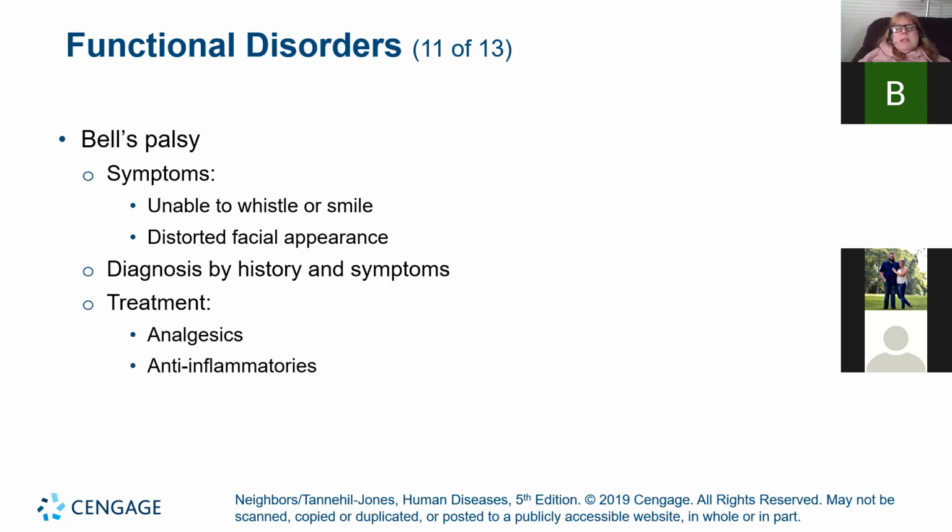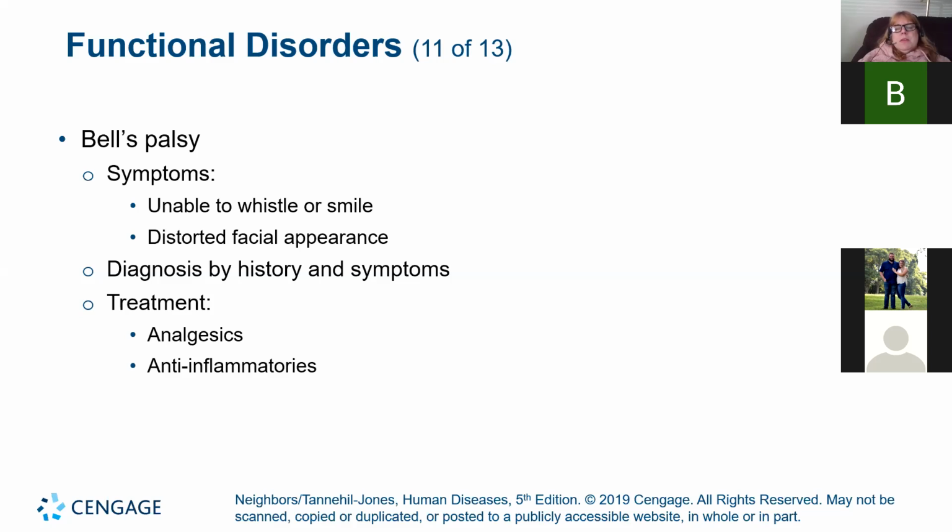So if they suspect Bell's palsy, they'll ask them to whistle, and they can't make the whistle face. It's, you know, not everybody can whistle, but everybody can at least make your lips in the form of you're going to whistle, or they'll ask you to smile. And they'll usually notice one half of the face is not exactly right. Okay. So they'll diagnose this basically using history and symptoms.